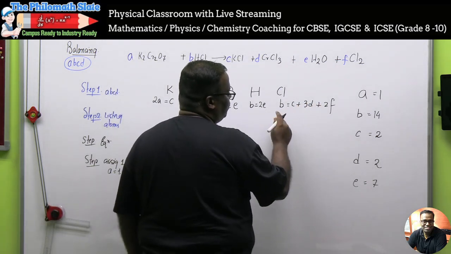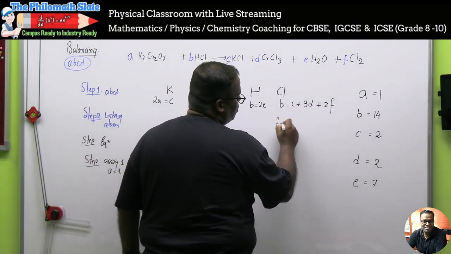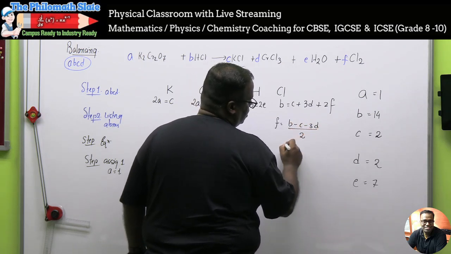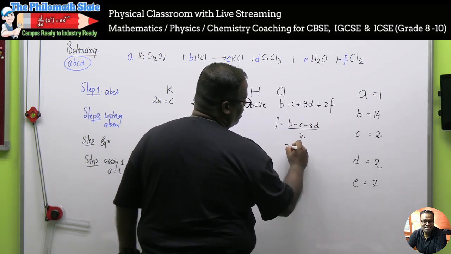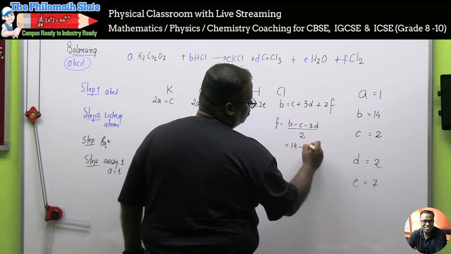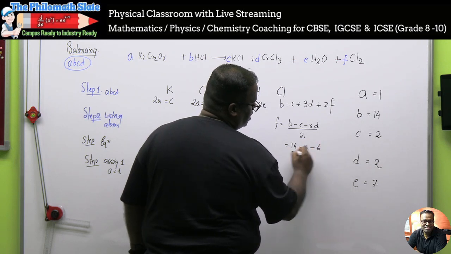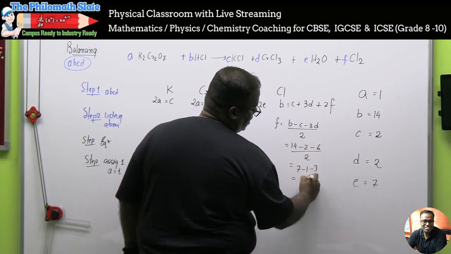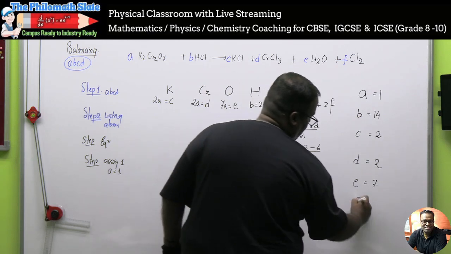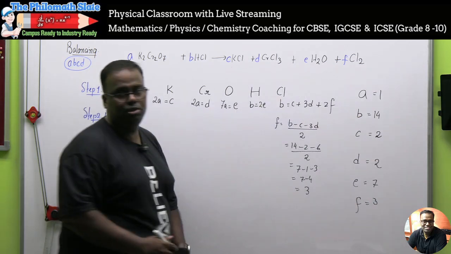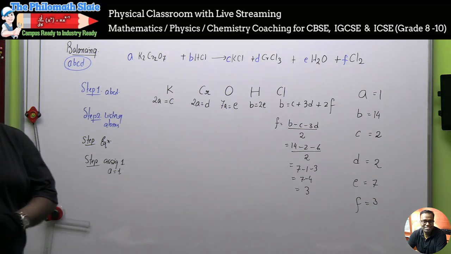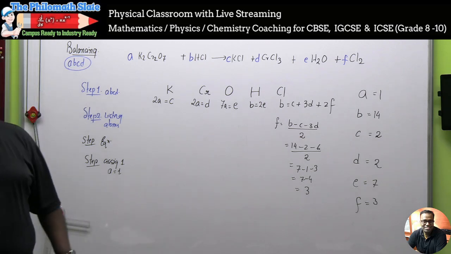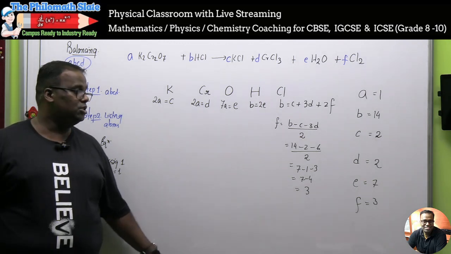So let's calculate F. F should be equal to B minus C minus 3D, divided by 2. What is B? B is 14. C is 2. 3D, 3 twos are 6, divided by 2, which means 7 minus 1 minus 3. 7 minus 4, which should be equal to 3. According to me, F should be 3. I'll wait for you till you verify and tell me. Don't copy from my side. F is 3. Did you get 3? Or are you blindly saying it just because I said 3?